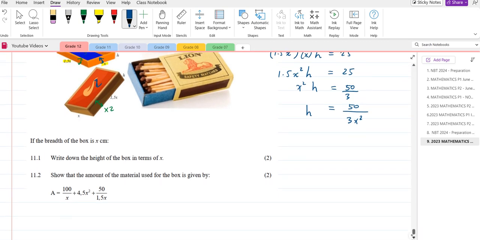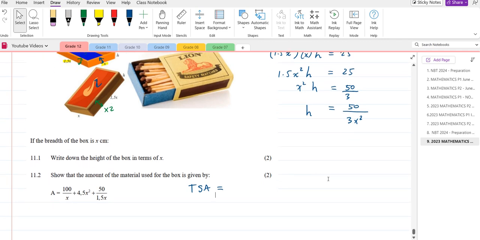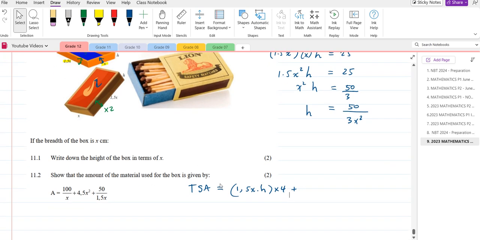So let's see, total surface area is now equal to 1.5x times h, that's the area of the side face here, times 4, because you got 1.5x here, 1.5x there, 1.5x there, so 1.5x times h times 4, plus we said we got two sides here, x times h, times 2, plus x times h, times 2.